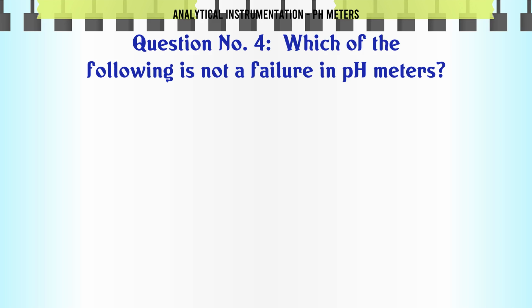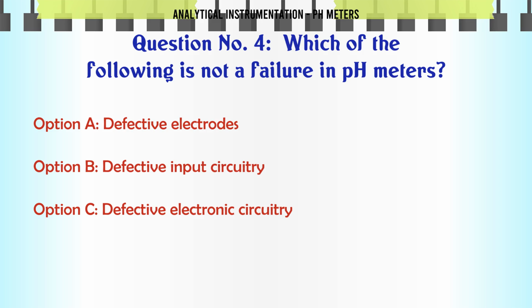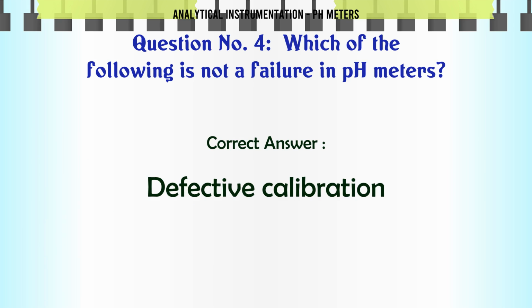Which of the following is not a failure in pH meters? A. Defective electrodes. B. Defective input circuitry. C. Defective electronic circuitry. D. Defective calibration. The correct answer is defective calibration.